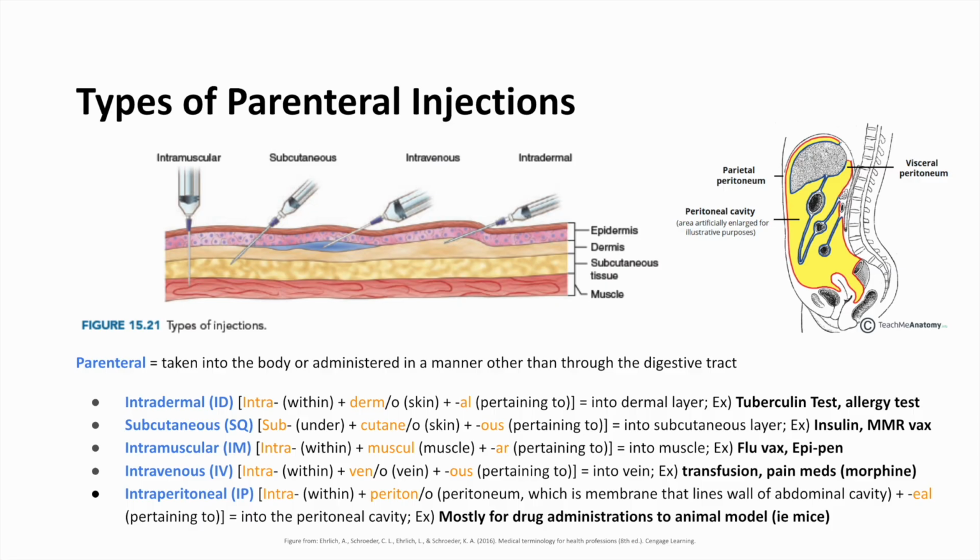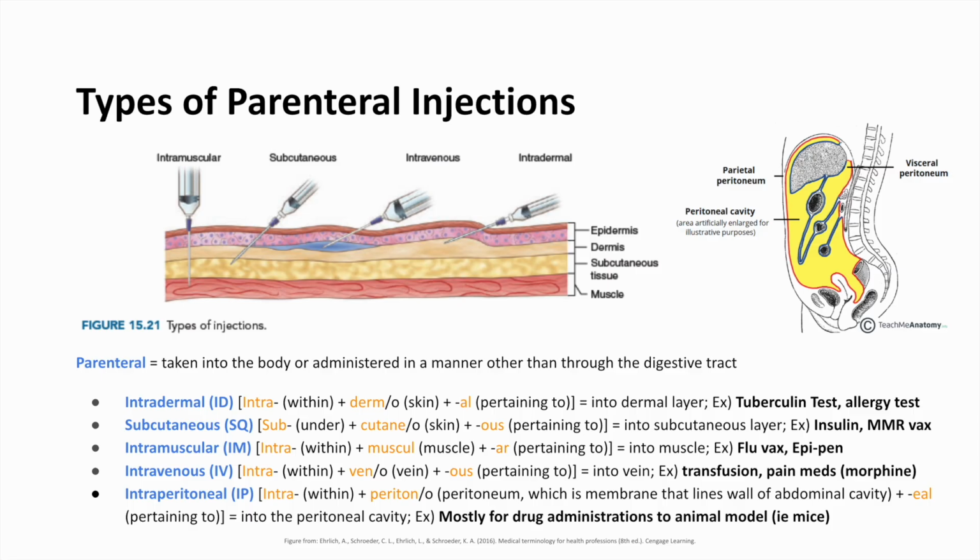So intradermal is one type of injection. I think that's the one to the very right. You will angle your syringe very close to the skin, so you can get that dermal layer, which is right below the epidermis. So intra, within, dermo, skin, and pertaining to al. So it's giving injection into the dermal layer.